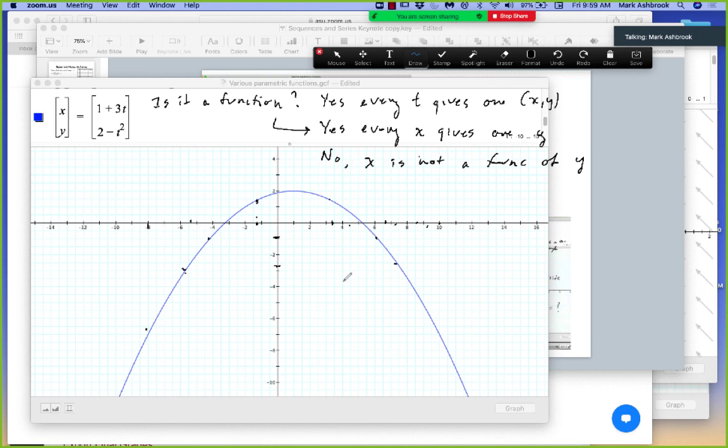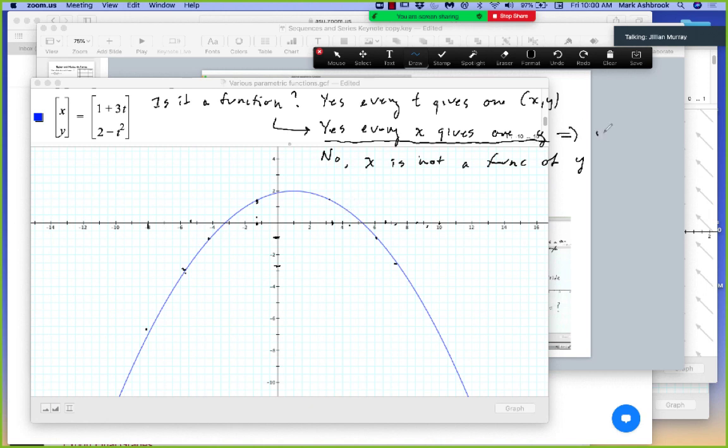So here, what we know is that given a t, we only get one ordered pair, so ordered pairs are a function of t. It looks like y is a function of x, but we know for sure that x is not a function of y. All right, so how can we confirm this? I want to confirm that indeed y is a function of x. We're just kind of assuming that from the picture, but how can I confirm for sure that y is a function of x?